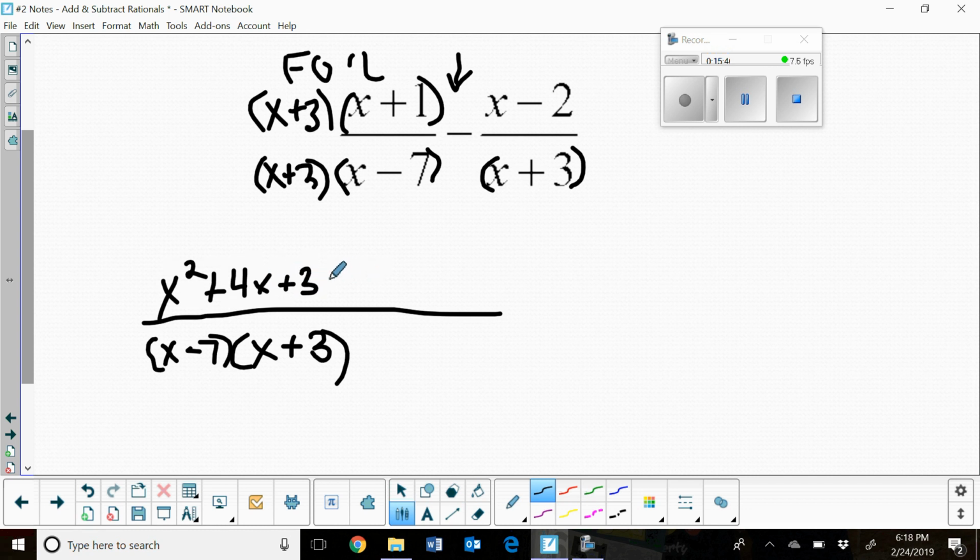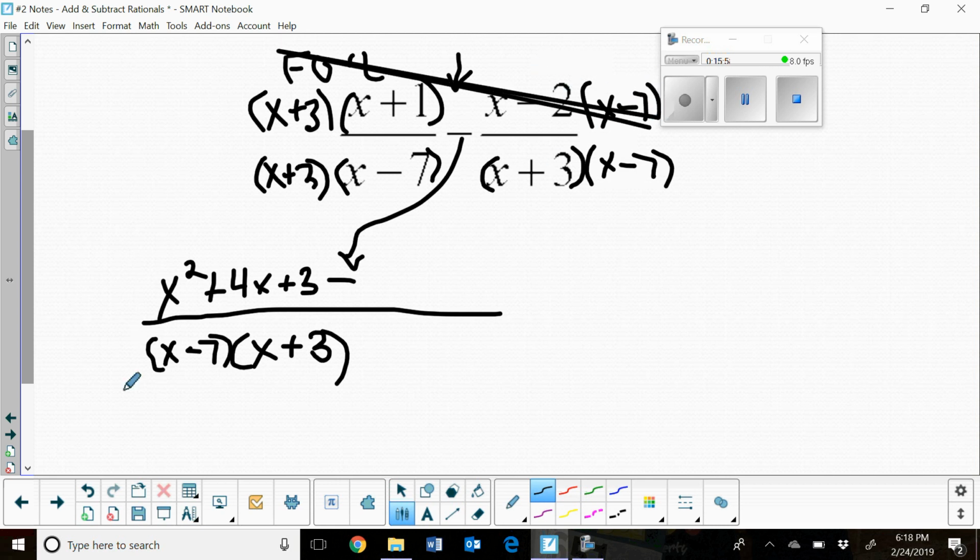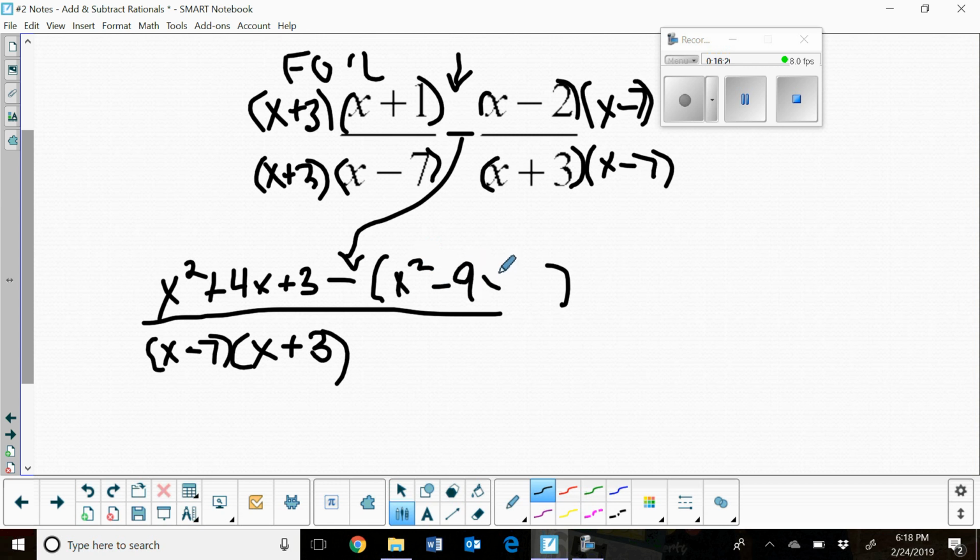Now, on top, I've got subtraction, right? I'm subtracting the second term. Now, what am I missing from the second term? I'm missing an x minus 7. So let's multiply the denominator by x minus 7 and my numerator by x minus 7. And I've got to FOIL that together. But when I put it down here, remember, I have to treat this as a quantity, because I'm subtracting this full quantity of the product. So let's FOIL it to x squared minus 9x plus 14.